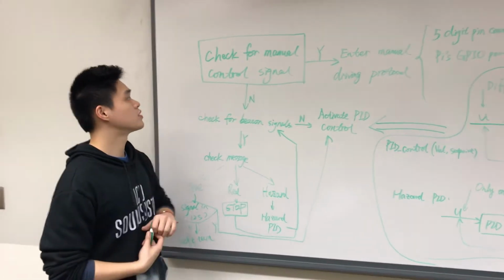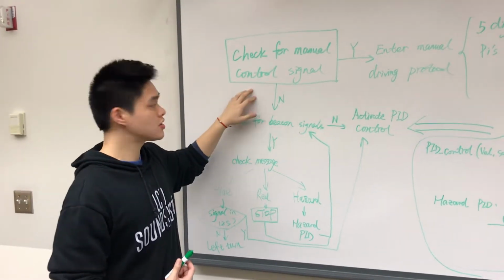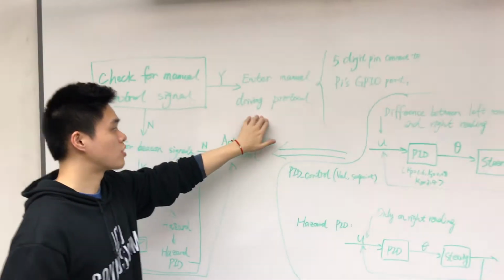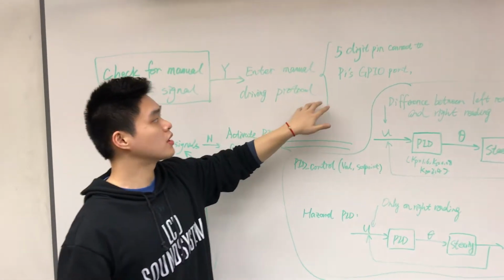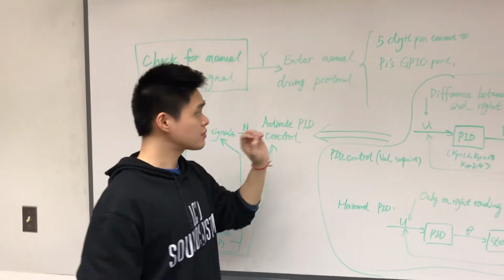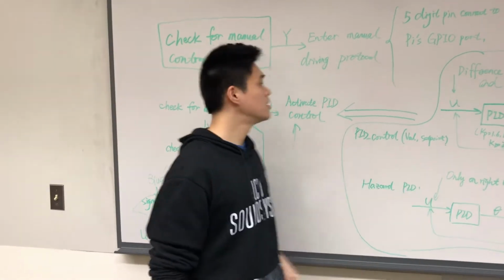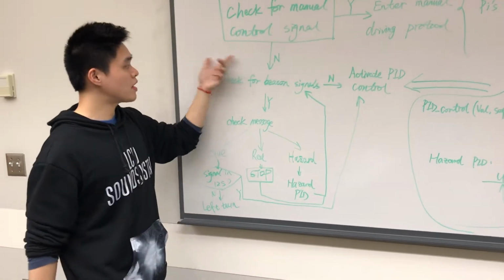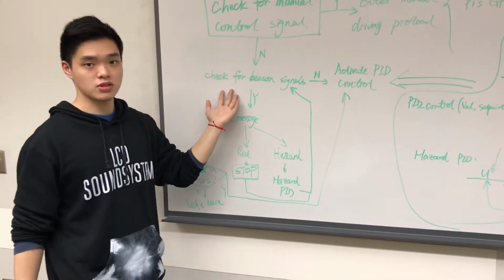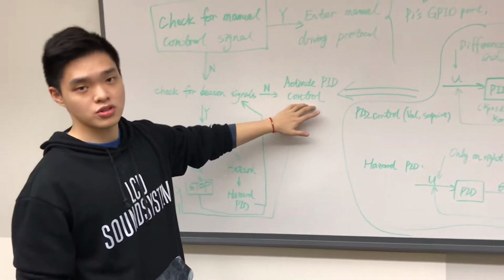So what we first do is check if there's any manual control signal coming in. If there is, then it will enter the manual driving protocol, where each pin connects to the Pi's GPIO port, and it will send signals into the different pins, and if it is high, then execute that. And if there are no manual signals, then it will check for beacon signals. If we don't have any beacon signals, then we'll activate PID controls.